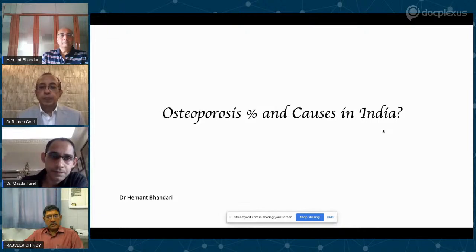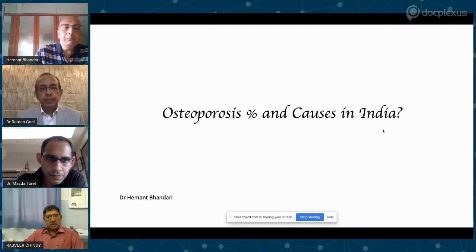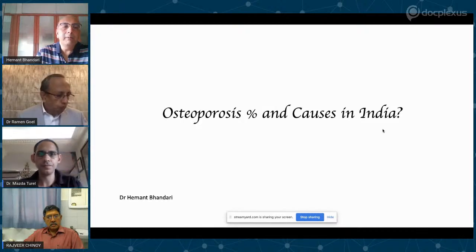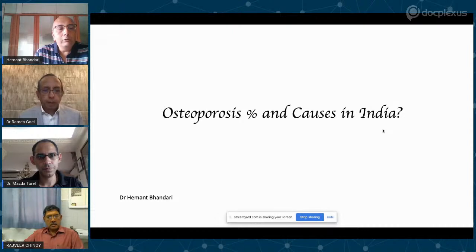Dr. Bhandari, can you explain what osteoporosis is and what its percentage is in India? See, we mainly get postmenopausal women as osteoporotic, because after menopause women tend to lose bone density rapidly. Especially we find in Gujarati and Marwadi women, or those with a sedentary lifestyle, they tend to lose bone mass very fast and they are more prone to fractures.